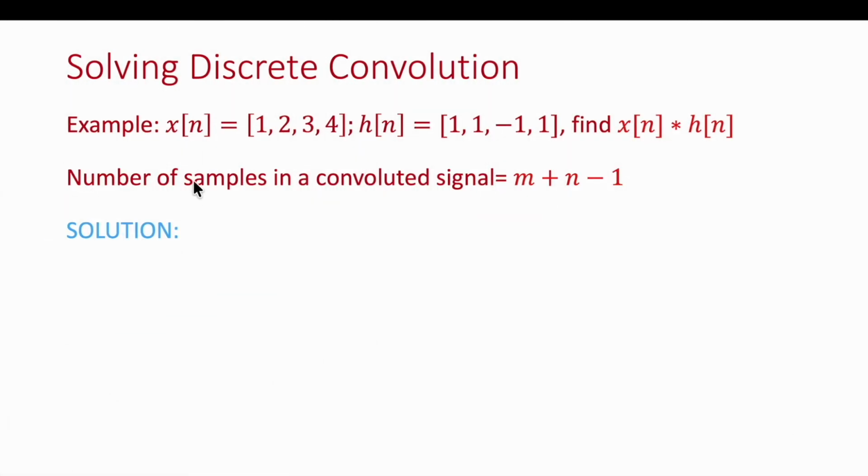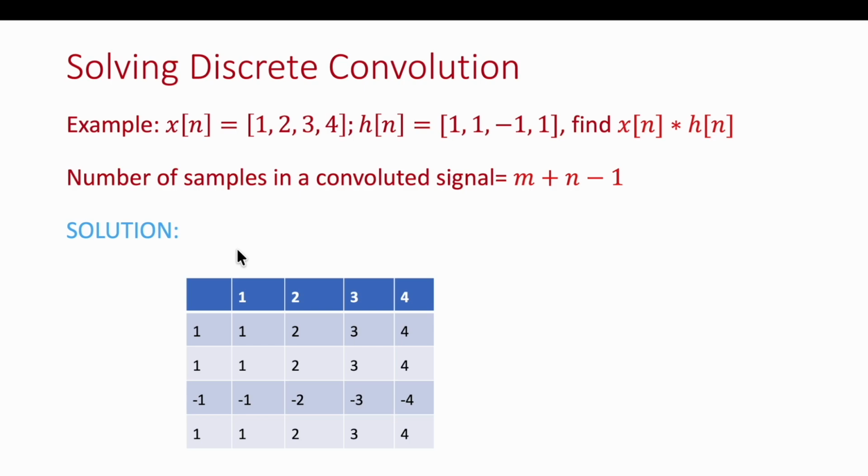We can see that the number of samples in the convoluted signal will be equal to m plus n minus 1. What is m? m is the number of samples in x of n and n is the number of samples in h of n. So we have 4 samples in x of n and 4 samples in h of n, so 4 plus 4 minus 1. It means that in the convoluted signal we will have 7 samples. Let's see the solution.